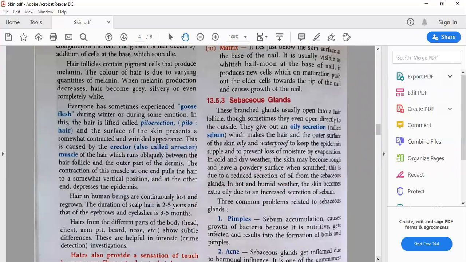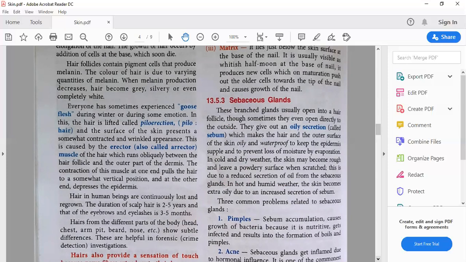So this is caused by the erector muscle of the hair, which runs obliquely between the hair follicle and the outer part of the dermis. The contraction of this muscle, think, it is a muscle, when it contracts it pulls itself. So what will it do? It pulls the hair to a vertical position. And your epidermis, the upper skin, will contract a little, pulling inward, and the hair follicle will become straight.